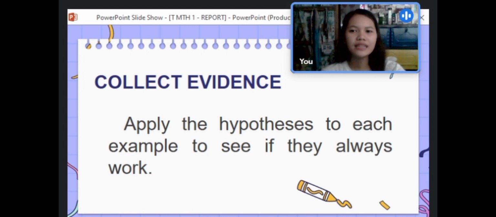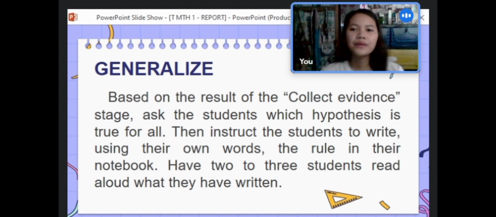So next is generalize. Based on the result of the collect evidence stage, ask the students which hypothesis is true for all. Then instruct the students to write the rule in their notebook using their own words. Diri kay tan-awon nila kung unsa ang pattern or process nga true for all. Dapat sila tanan ang magsulat para dili magkadumulaag ang hypothesis. Mao gitawag siya og generalize kay naa na diha tanan.